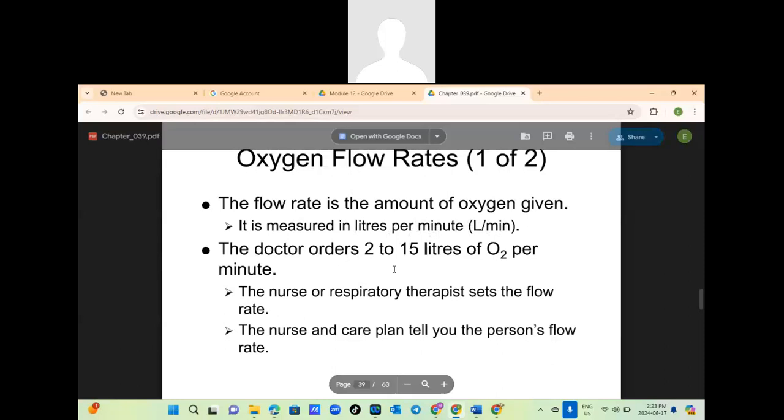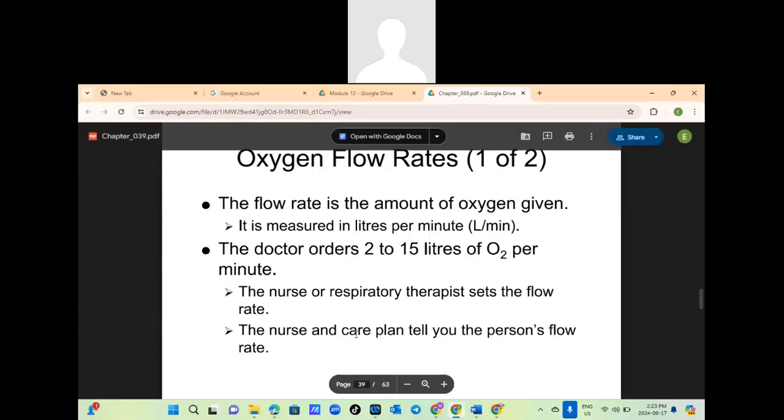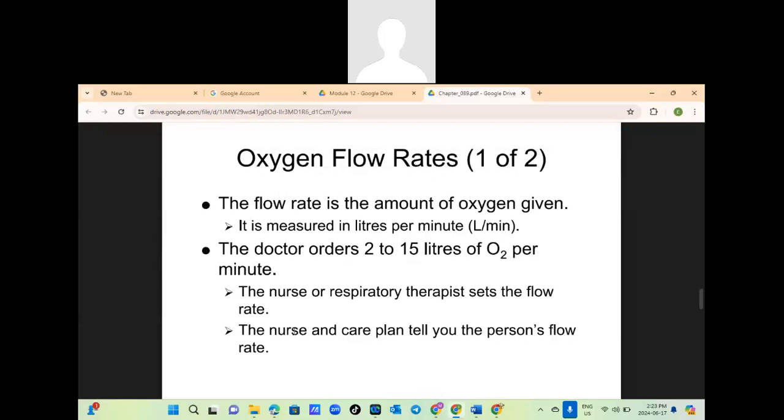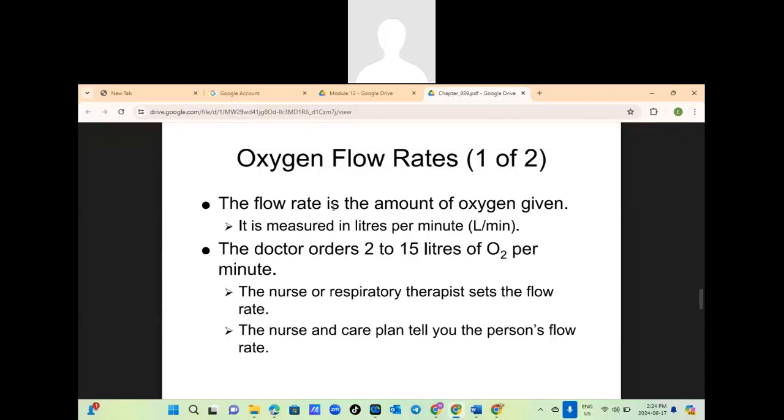So the doctor orders 2 to 15 liters of oxygen per minute. The nurse or respiratory therapist sets the flow rate. The nurse and care plan tell you the person's flow rate. Especially in the home, maybe the client decides, for example, the order is only up to 6, and the client thinks it will help if they adjust the flow rate, but again, this is ordered.